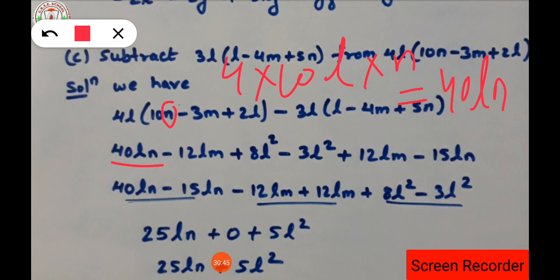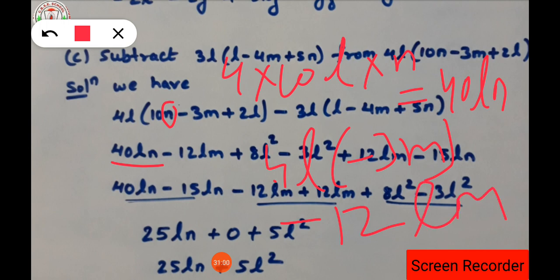Then 4l will multiply with minus 3m. So 4 into 3 will be 12, and minus is there in the 3, so it will come in the answer. So minus 12lm. Next one is what?